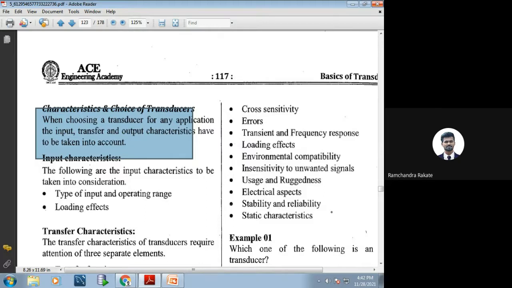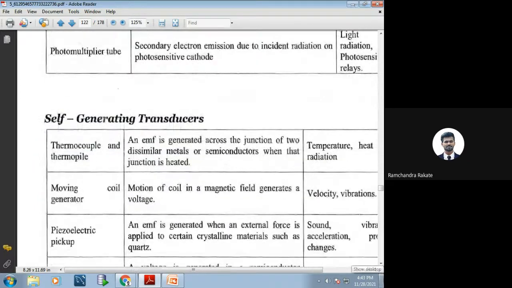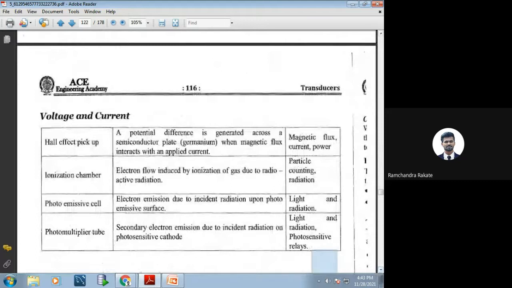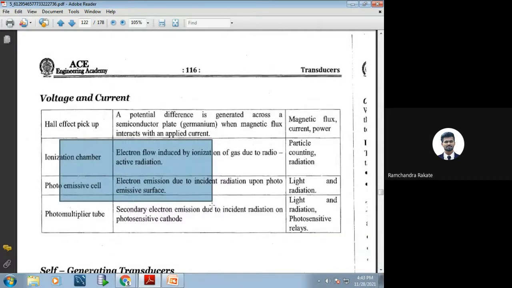How can we select a transducer? As we have looked so far, there are a number of transducers, so how can we select such a type for our application? The selection of a transducer depends on sensitivity, operating range, accuracy, frequency response, resonant frequency, environment compatibility, minimum sensitivity, usage, rigidness, and the electrical parameter. Correct. The classification of transducers is primary and secondary, active and passive, electrical and mechanical, analog and digital, transducer and inverse transducer.